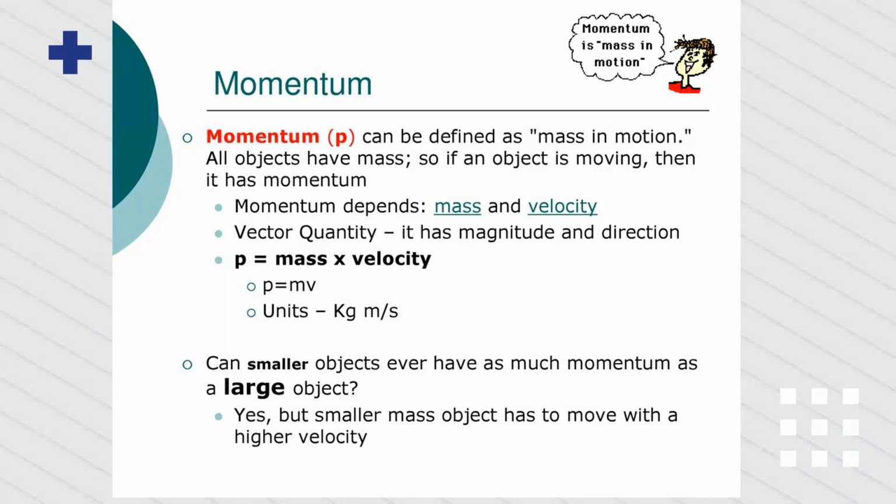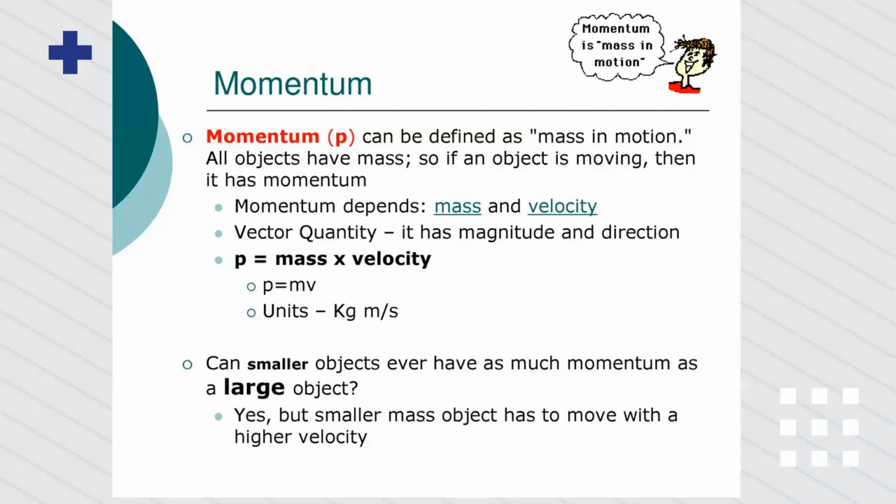Now, there is a question here. Can smaller objects ever have as much momentum as a large object? So, pwede daw bang magkapareho yung momentum ng small object at saka ng large object? The answer here is yes. But the smaller mass object has to move with a higher velocity.